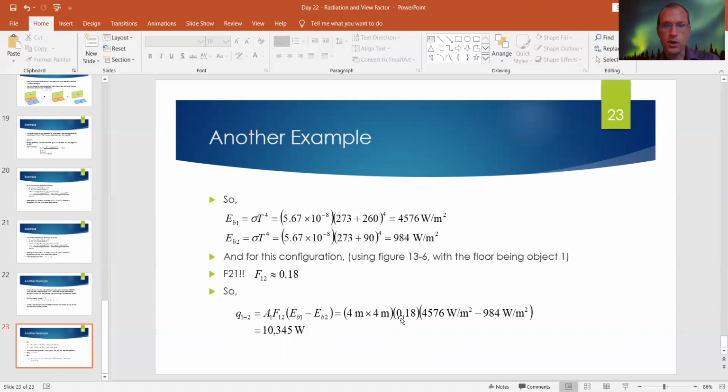Again, my view factor F21 of 0.18, then my sigma T to the fourth, 4576 minus 984 gives me a total net heat transfer of 10,345 watts between the wall and the floor. So that's the basic steps of radiation, emissivities, black bodies, as well as shape factors. So those are the basics. Hopefully they're all solved fairly easy so far, and we'll get into a bit harder stuff next class.